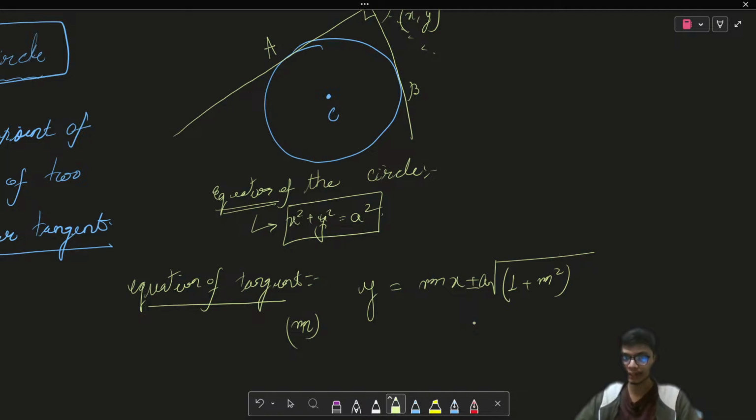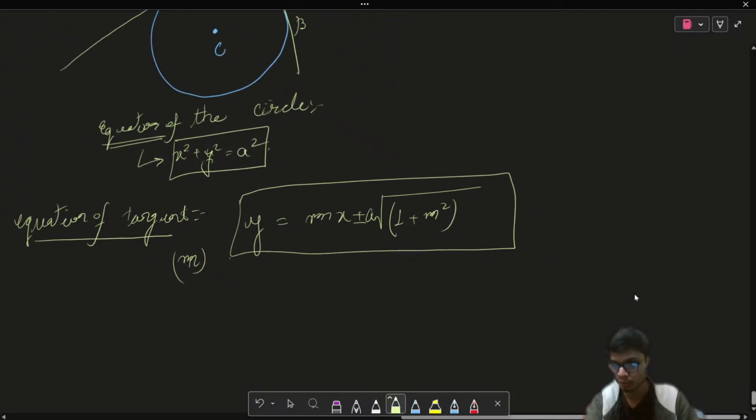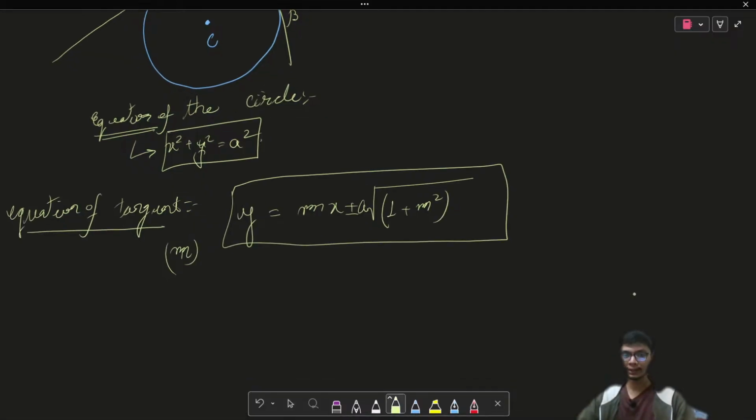This is my equation of the tangent in the slope format. Now, interesting is that the point of intersection is definitely going to lie on this particular equation of tangent, right? So if I say the point of intersection is some h comma k, then this will be satisfied for h comma k.